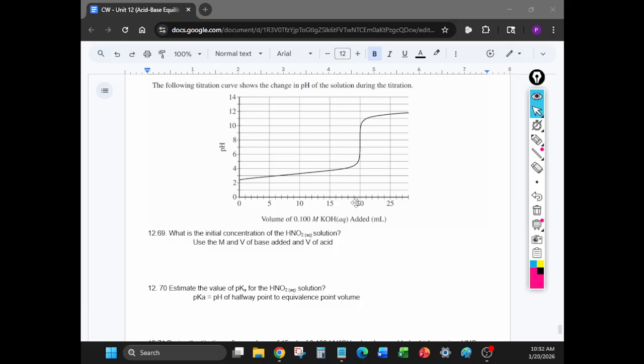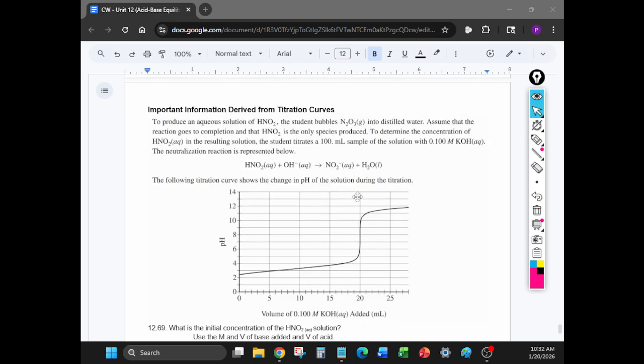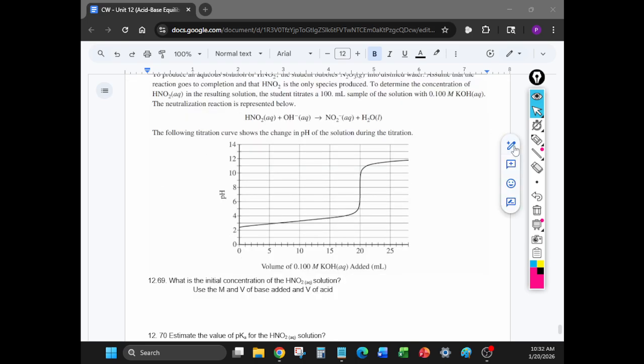All right, so what we're going to do is take a look at this graph, and we're going to use it in order to solve the last 3 problems for this unit. The first question, 69, is: what is the initial concentration of the HNO2 solution? If you read this problem, you're going to see that you have 100 milliliters of your acid. So the first piece of information that we have is 100 milliliters of our acid.